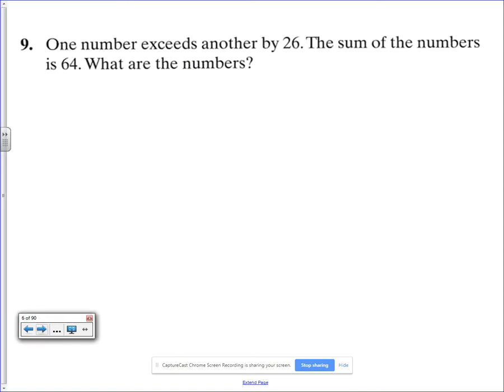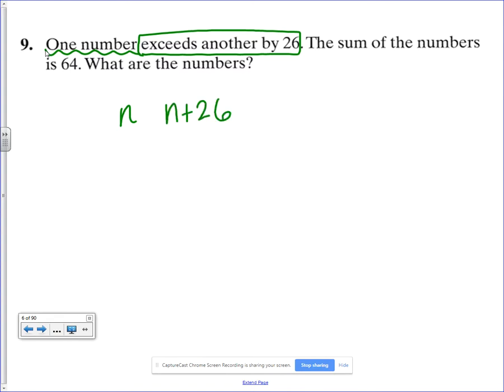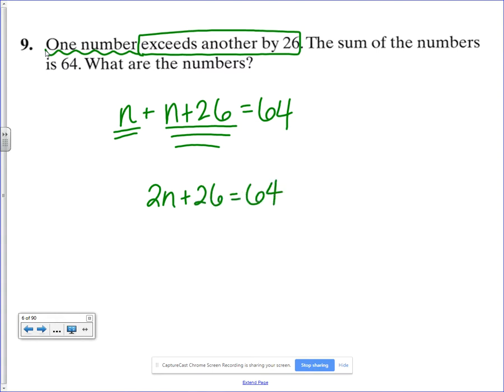One number exceeds another number by 26. So if I have one number, if it exceeds another number, that means it's bigger. Okay, so I would add 26 to it because it's exceeding that number. The sum of them, so I'm going to be adding them, is 64. Okay, so I have this number, and then I have that number, and then their sum. I can put my n's together, and then you can take a minute to solve that.